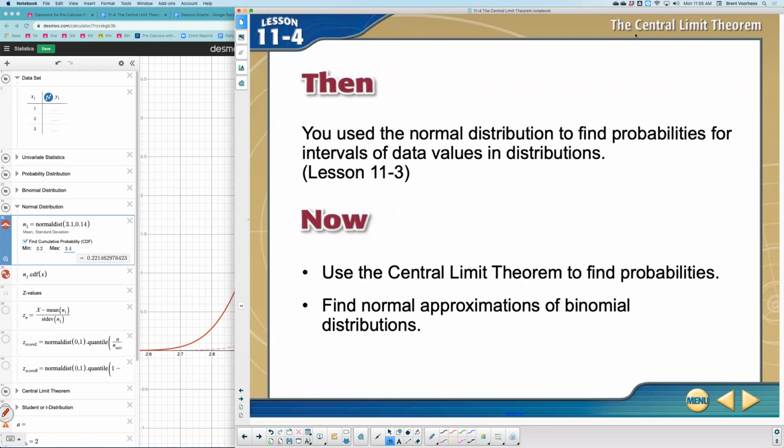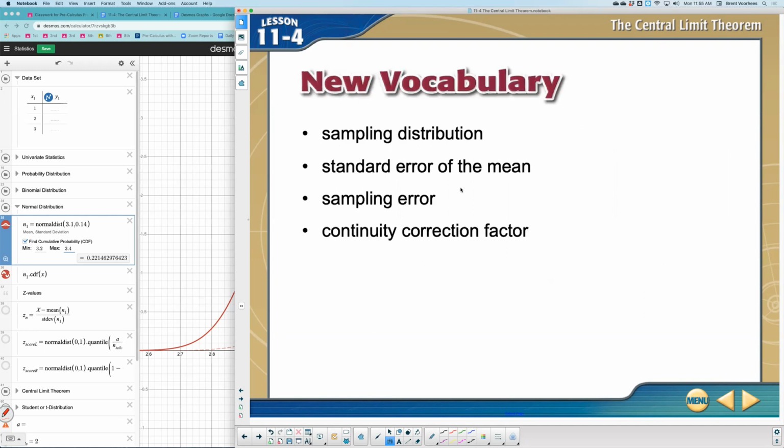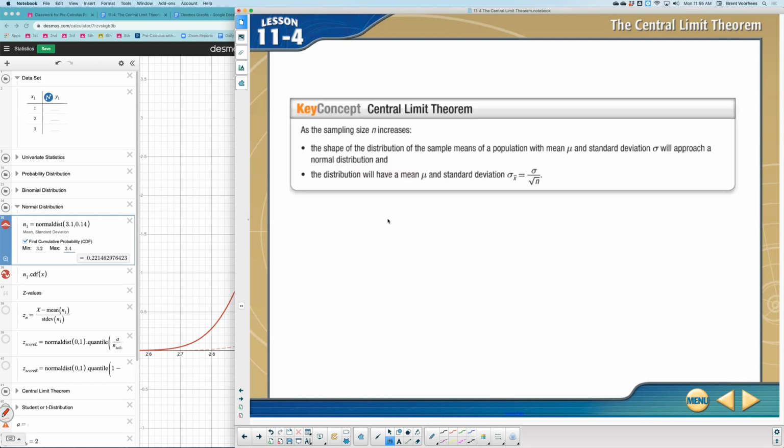And so the central limit theorem is going to basically treat it as a normal distribution, if you will. Okay, and so that's what we're going to look at today. So you might hear me say often things like sampling distribution. So let me start off with some formulas first.